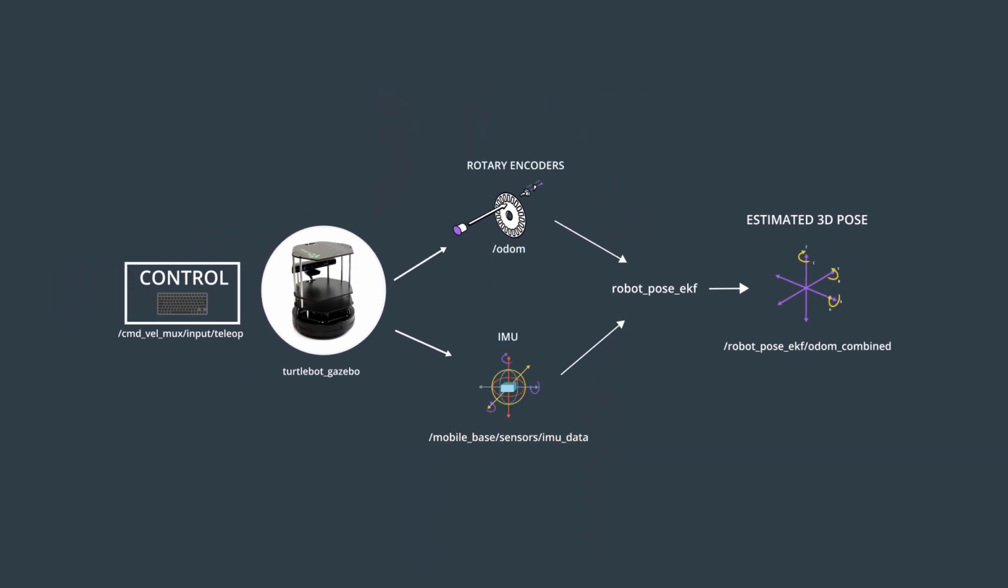After performing the corresponding changes, you can see how the TurtleBot nodes are publishing sensor data directly to the EKF node. The EKF node will subscribe to the sensor data, remove the uncertainties, and ultimately estimate the robot's 3D pose.